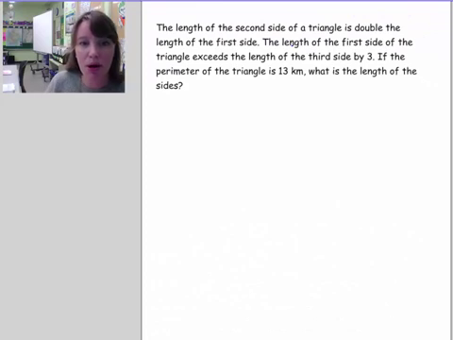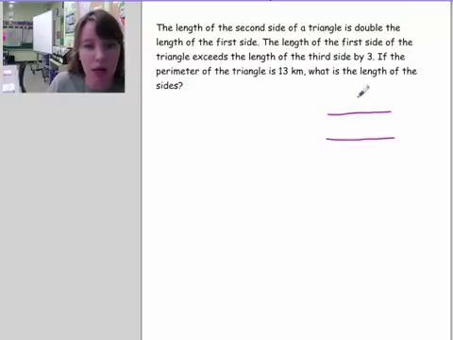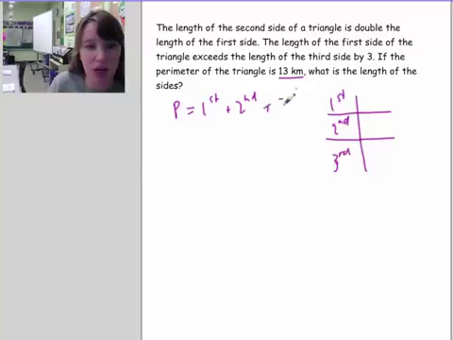Okay, and in this last problem, this is particular because we're actually going to end up using 3 expressions. The length of the second side of a triangle is double the length of the first side. The length of the first side exceeds the length of the third by 3. So essentially what we're looking for is the first, second, and third side of a triangle here, and what we're given is the perimeter. So remember, all I have to do to find the perimeter of a triangle is just add the first side to the second side to the third side.